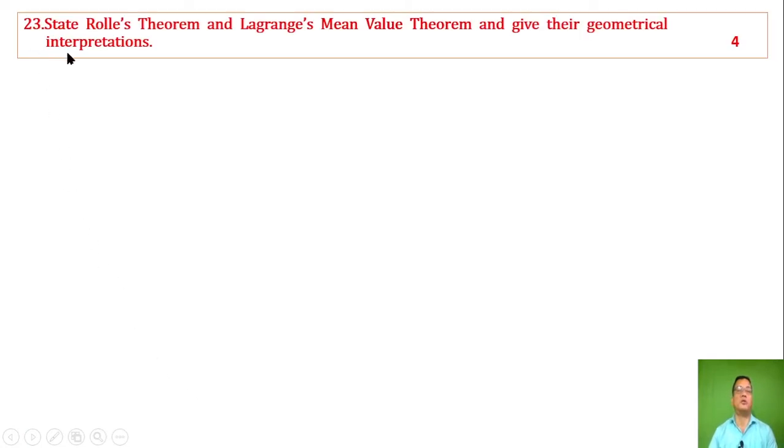23. State Rolle's theorem and Lagrange's mean value theorem and give their geometrical interpretations. 4 marks. The definition carries marks and the geometrical interpretation carries marks. What does Rolle's theorem say?